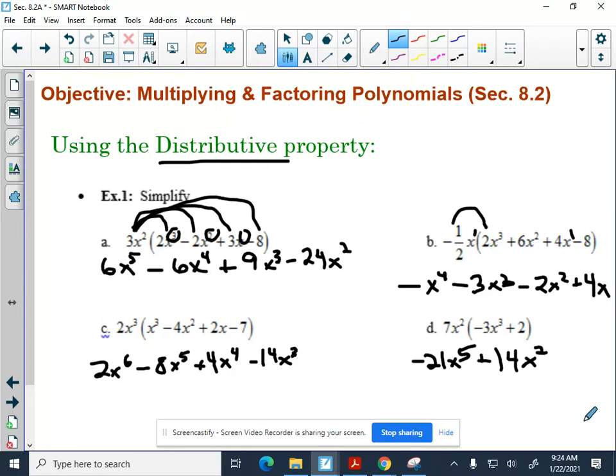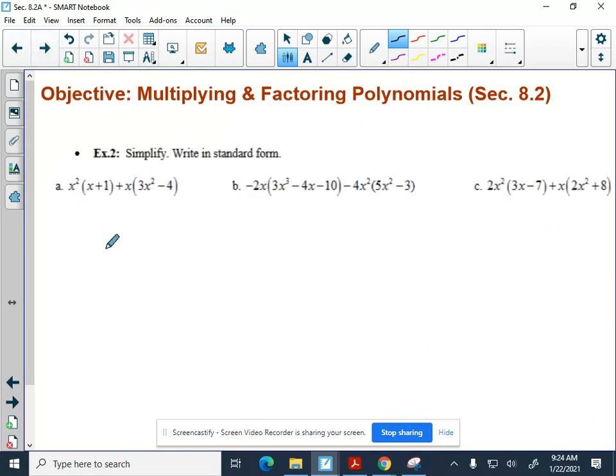How are you doing? Is it making sense? It really isn't anything new. We did a lot of this. We just didn't do a lot of distributing on it. Okay, so now we go to the next page.